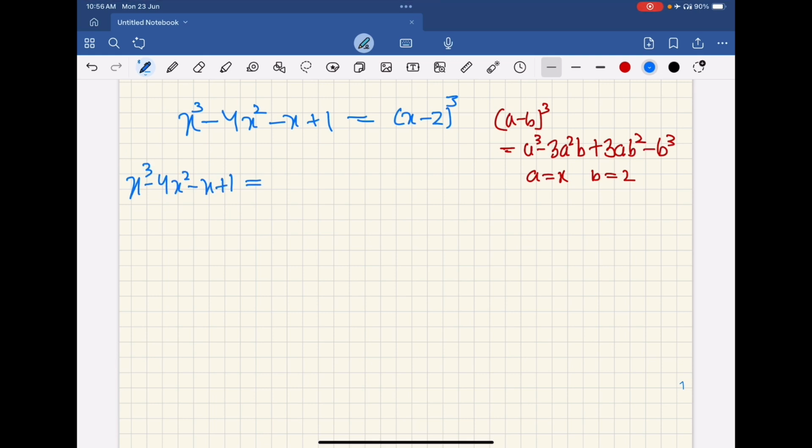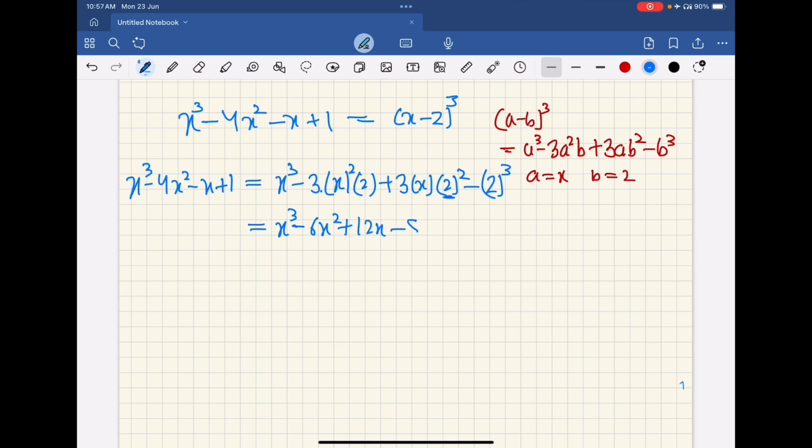Now comes the right side. So a cube which is x cube minus 3a square b, so 3x square into this plus 3ab square, so 3 into x into 2 square minus b cube which is 2 cube. Okay students, now what will it be? x cube minus 3 into 2 is 6, so minus 6x square. Again 2 2s are 4, 3s are 12, so plus 12x and minus 8.